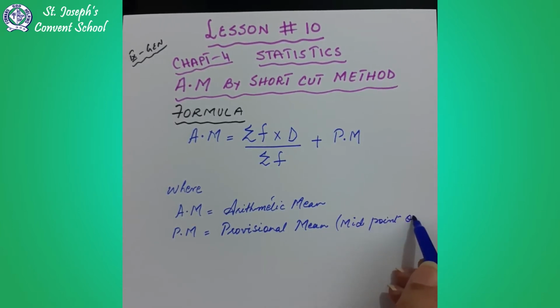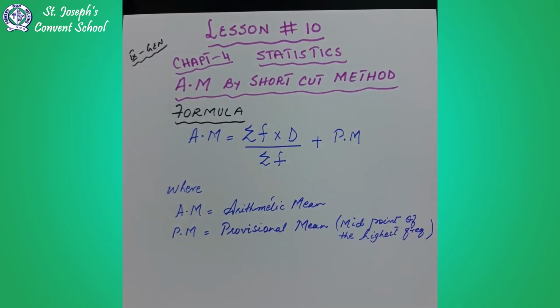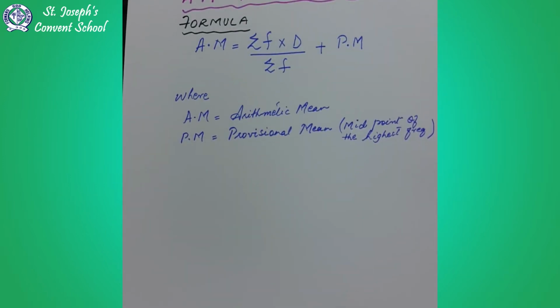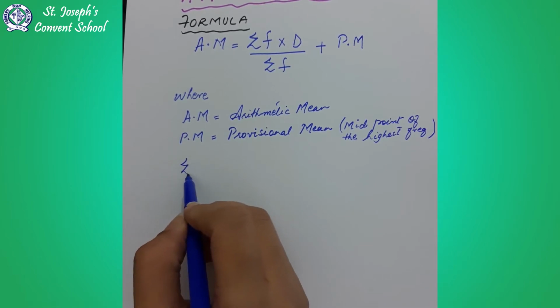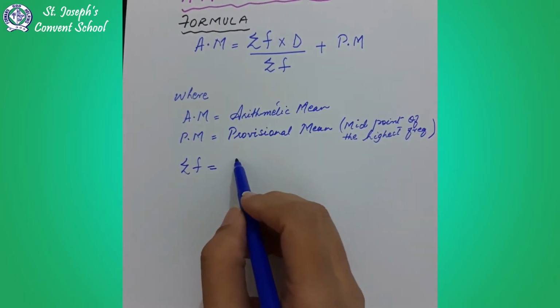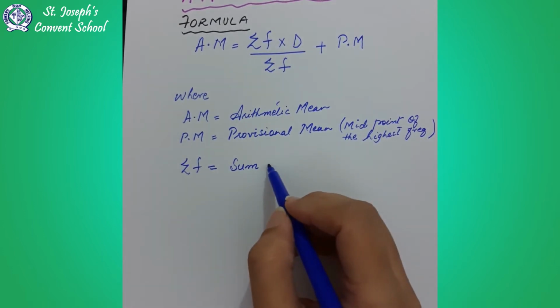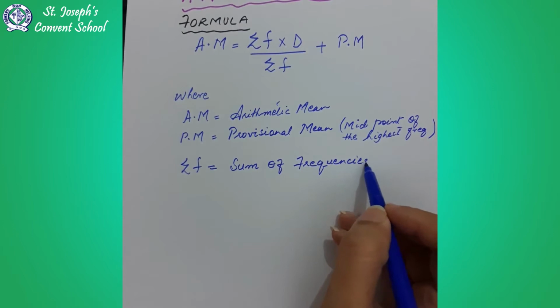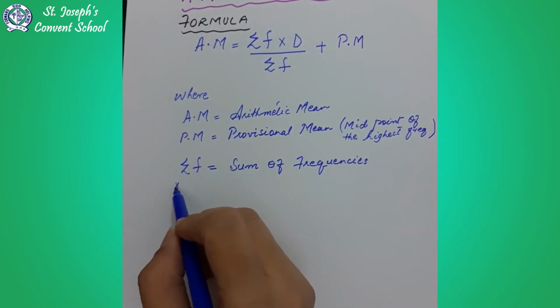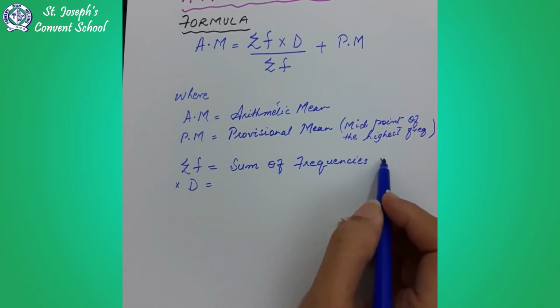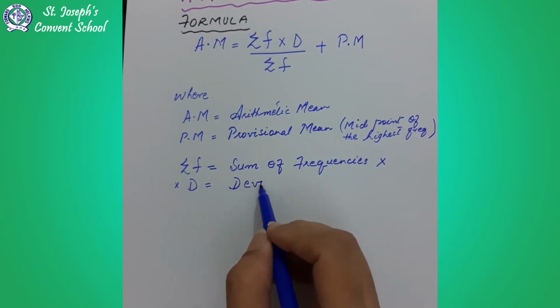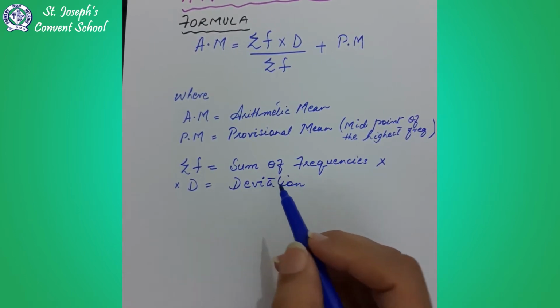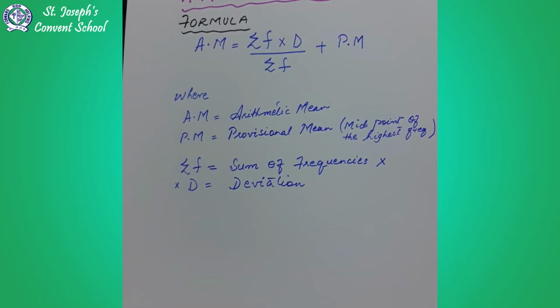Usually we take the midpoint of the highest frequency. Now what is sigma f? We did it last time also. Sigma stands for summation and f is frequency. Sum means you add all the values, so sigma f is the sum of frequencies. Then it is written into D. D stands for deviation. So this is the formula which we are going to use for the shortcut method.